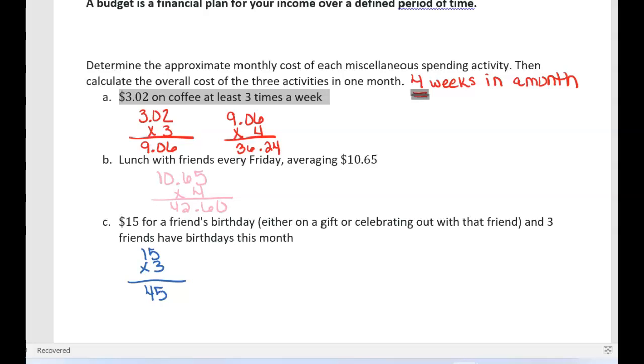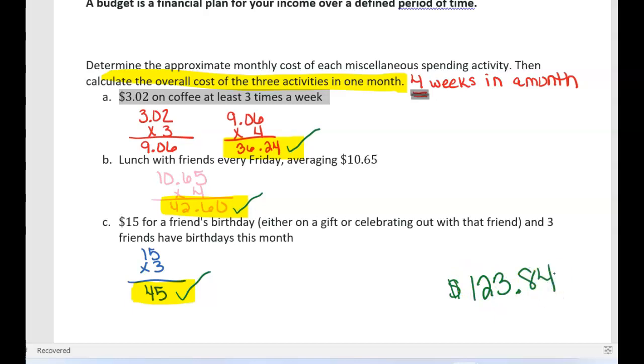So now if we go back, my question up here asked me to calculate the overall cost of all 3 of these activities. So we are going to add the highlighted answers together, what it costs me to do all 3 of these. So $36.24 plus $42.60 plus $45 means I'm going to approximately spend $123.84 this month.